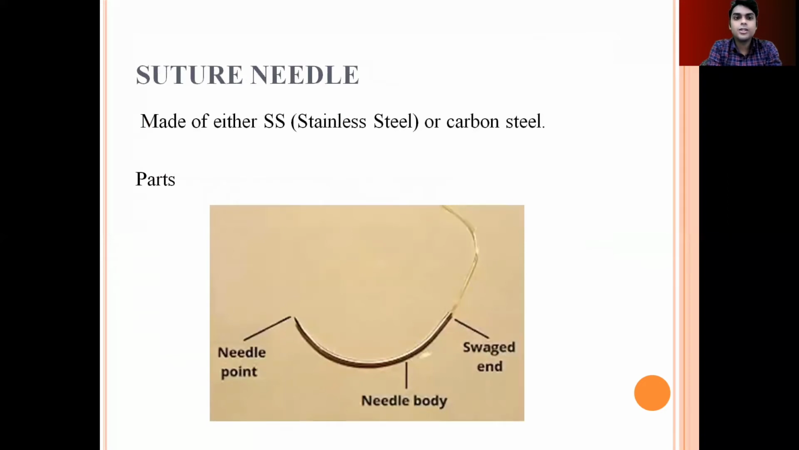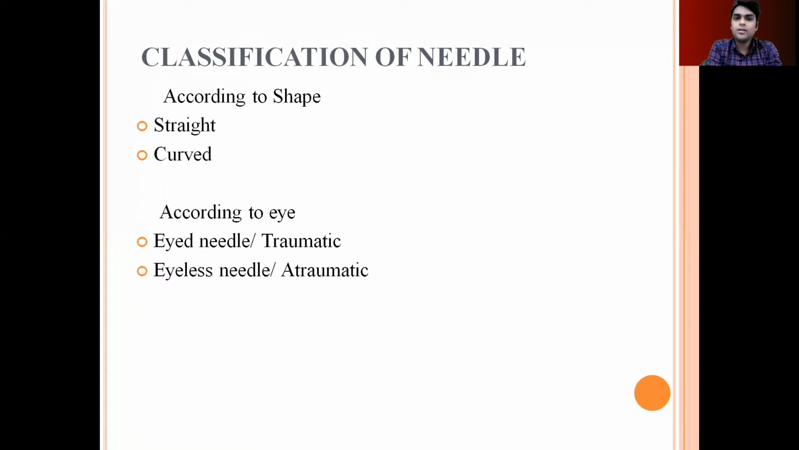Now, the suture needle. It is made up of either stainless steel or carbon steel. It has the following parts: the point, body, and the end. Now we move on to classify this needle.